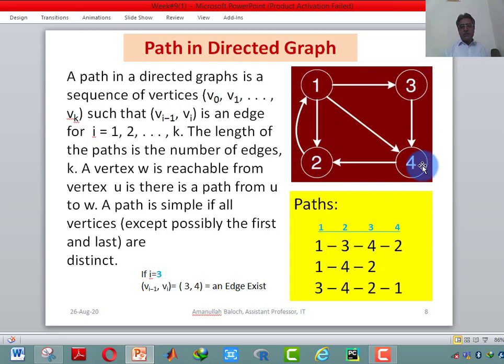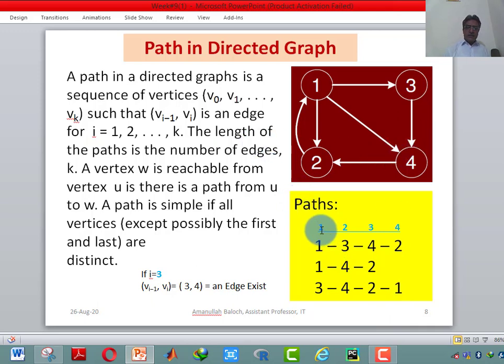1 to 3, 3 to 4, 4 to 2. This was a path. There was another path from 1 to 4 and then 4 to 2. There was another path from 3 to 4, 4 to 2, and then 2 to 1. 2 to 1 edge exists. This was another path.